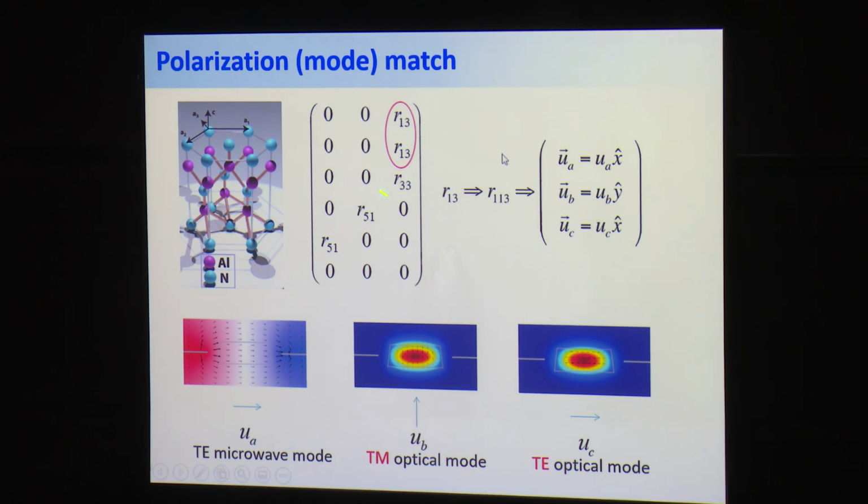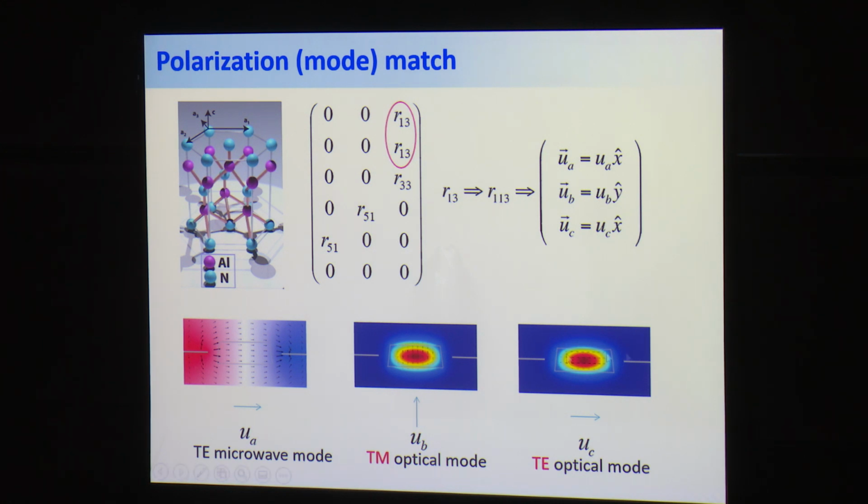Normally people use this r33 element to have a high conversion efficiency. But this turned out to be difficult. If you do that, your microwave and your two optical modes, one of which is a pump, all need to be TM polarized. When you are TM polarized and phase matched, your two optical modes have a mode anti-crossing, so they will never approach each other to give you energy matching to the microwave mode. So that's the reason we take the 1-3 component of this electro-optic tensor.